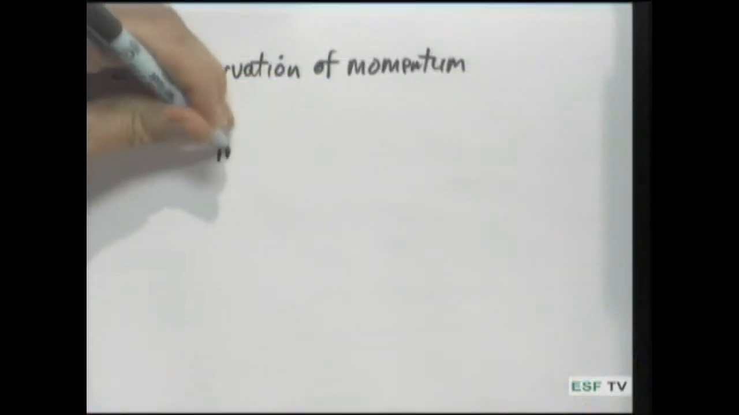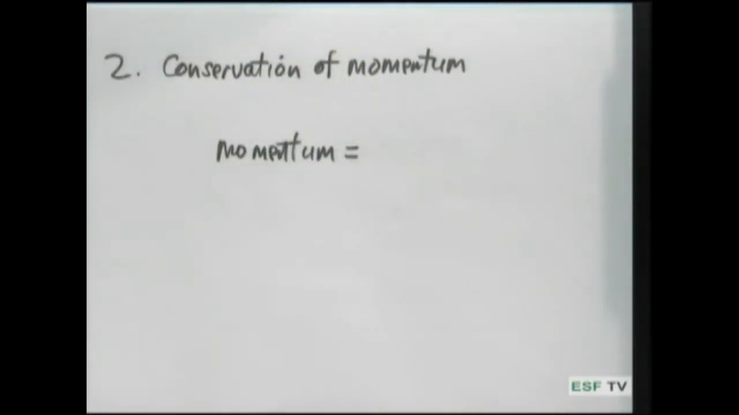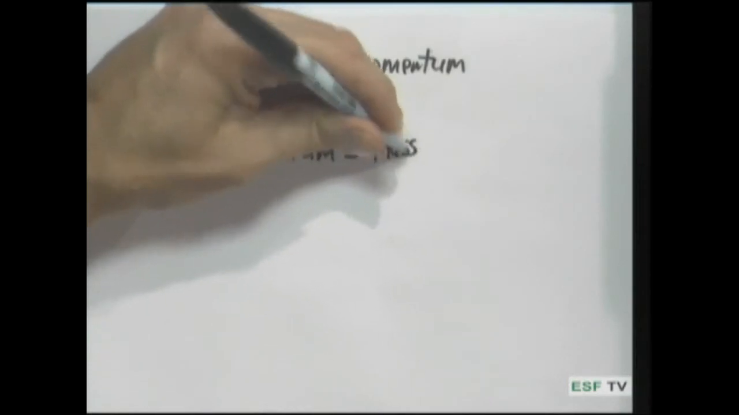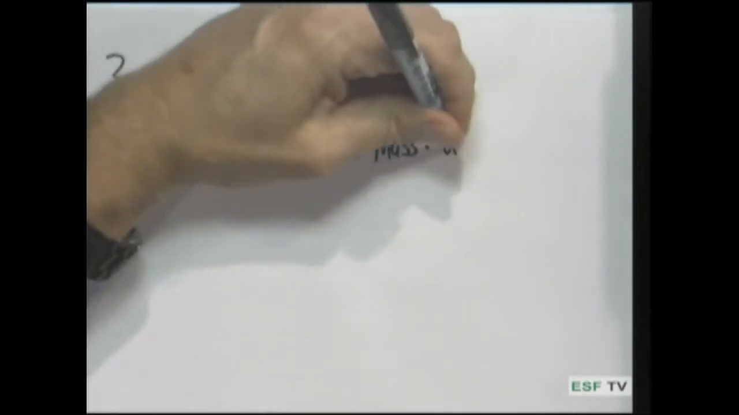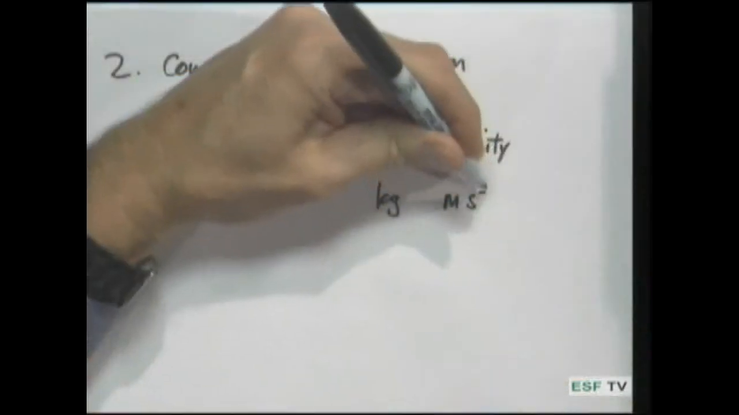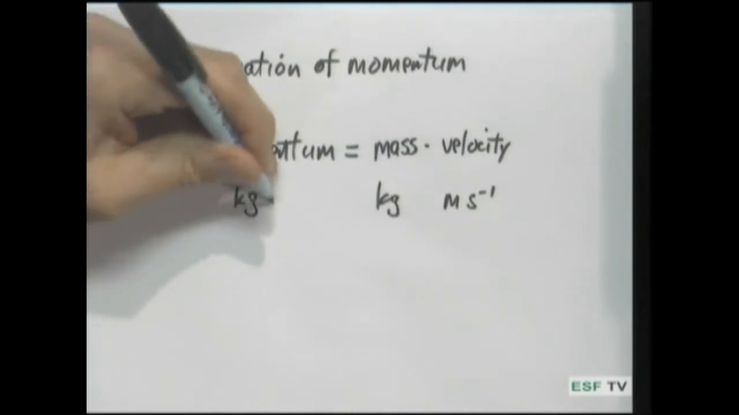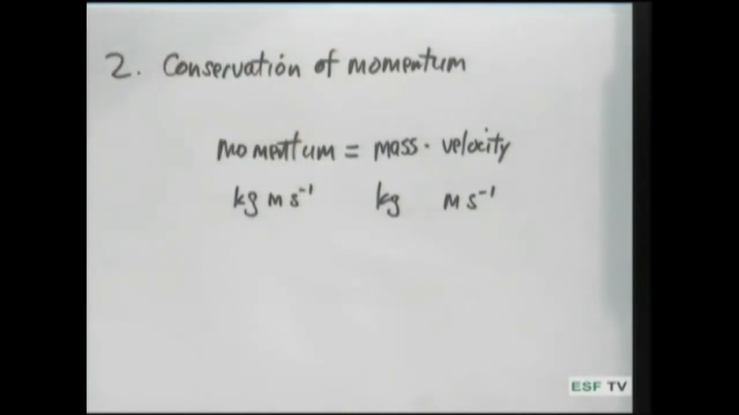Now, we have to define what momentum is. Momentum has a very simple definition. Momentum is equal to the mass of an object times its velocity. Newton called this quantity of motion, and it's simply the product of mass times velocity. If we use our notations for units, mass has units of kilograms, velocity in the SI units has units of meters per second, and so the units of momentum are kilograms meters per second.